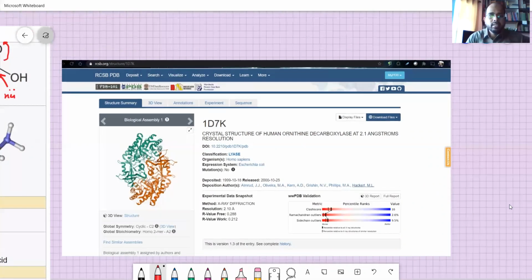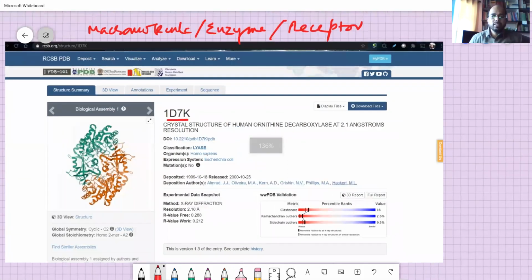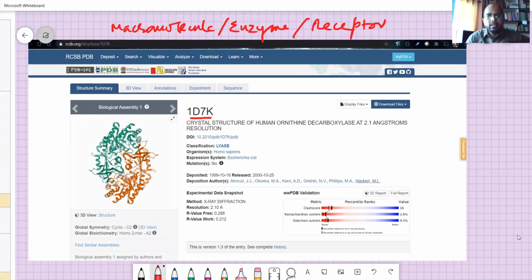So a literature survey reviews the following acceptor, or rather you can call it a macromolecule or enzyme, or even a receptor. This one is given a structure name 1D7K. You can read that it is the crystal structure of human ornithine decarboxylase. Our molecule is ornithine. We call it the ligand, and ornithine decarboxylase is the receptor, whose picture is given here. The crystal structure is deposited at the RCSB PDB. You can go to the site, search for any structure, and get the PDB file there. The PDB file can be downloaded.